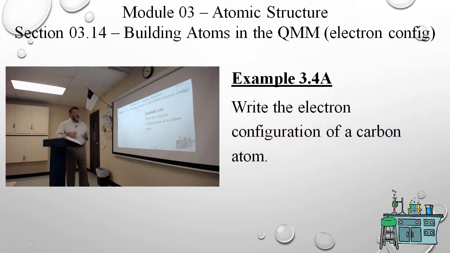So let's do that. We mentioned yesterday about the carbon atom. Write the electron configuration of a carbon atom. The very first thing we need to do to figure out where these electrons reside is to figure out how many of them do we have to place. Now it's a carbon atom. So what do we know?